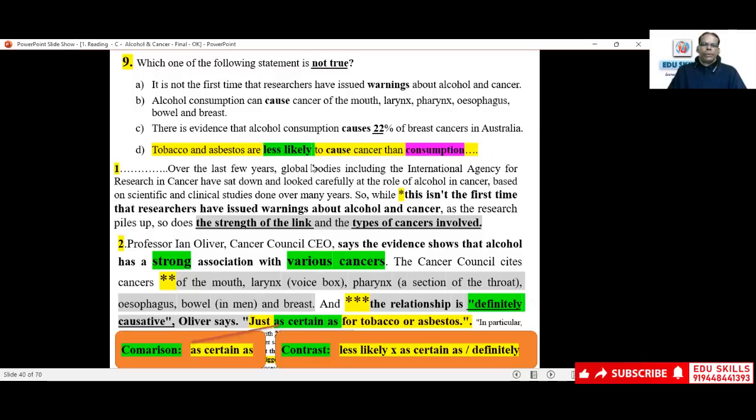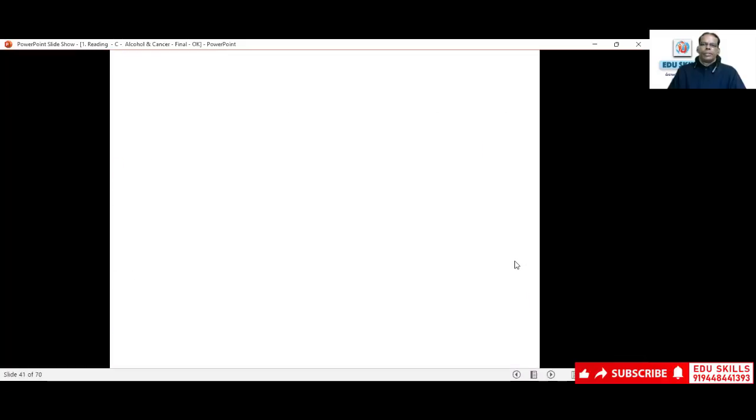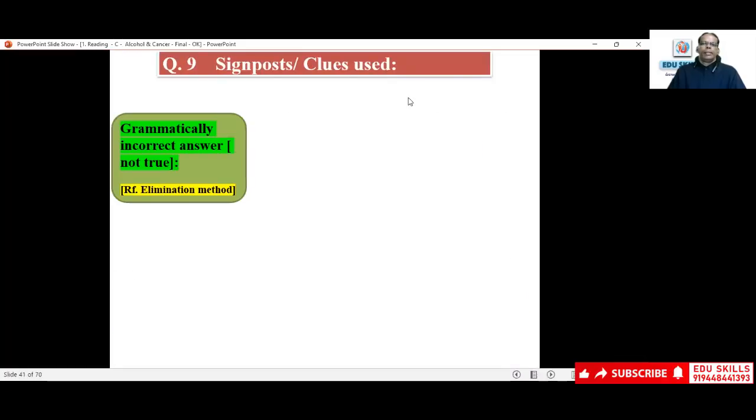Okay, so you see, comparison here, as certain as; contrast here, less likely. Here it is given definitely, whereas in the options it is given less likely. Okay, as certain as, less likely here. So it is given here definitely, the contrast. See, less likely is a contrast, as certain as is comparison. And once again, I'm highlighting those things.